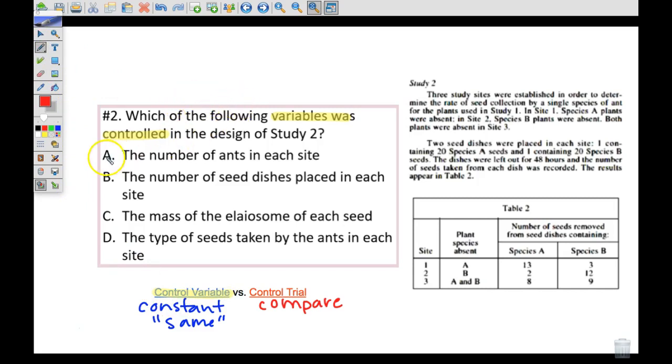In study number 2, there was no way to make sure the number of ants in each site were the same as it was out in nature. The number of seed dishes in each site is an option because it specifies that 2 seed dishes were placed. So B is a potential answer for us. Option C says the mass of the elaeosome in each seed, which if you look back at study number 1, we know that's different, so that's not an option. And then the type of seeds taken by the ants in each site, that's actually the data we're collecting, and it's very different per site, so D is also not an option, so B is the correct answer for number 2.